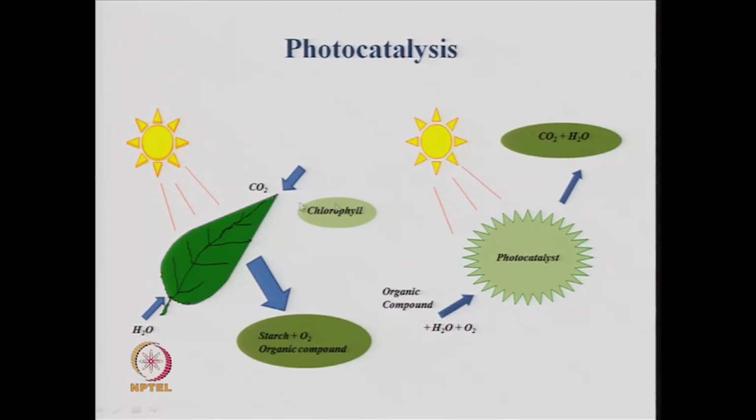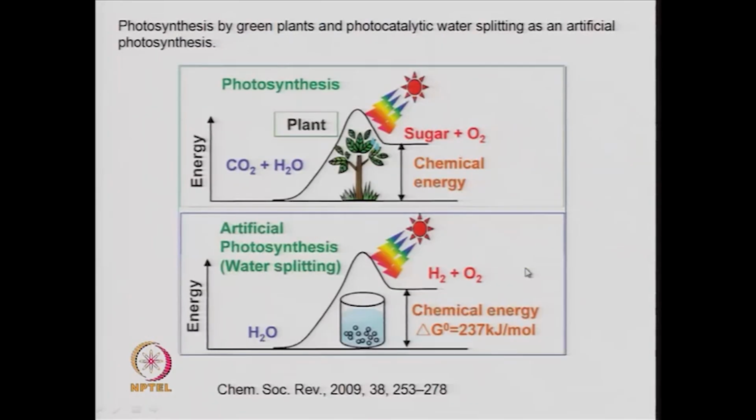So, this is a little the opposite of what we are doing in photosynthesis, where we are making starch and oxygen using carbon dioxide and water. Here we are taking an organic compound, like a carbohydrate or a hydrocarbon, in the presence of water and oxygen, and producing carbon dioxide and water. So, that is what the photocatalyst is doing.